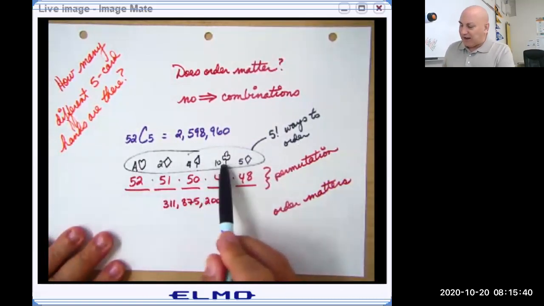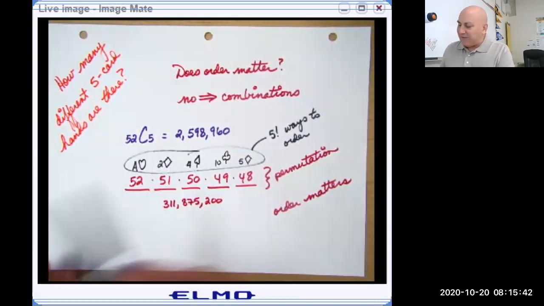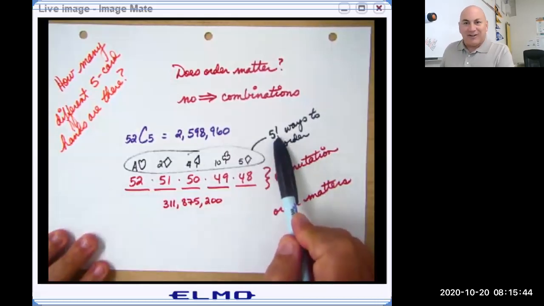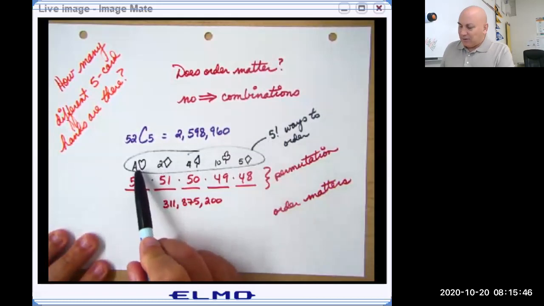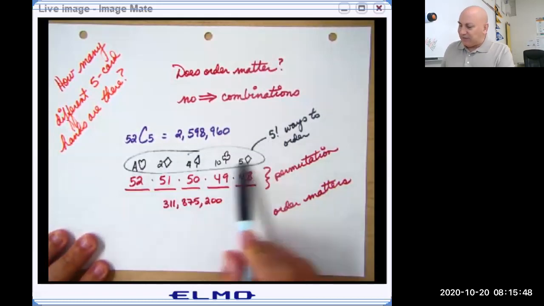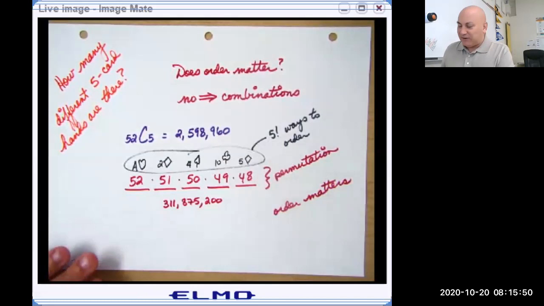Here's a 5-card hand. Well, there are 5 factorial ways you could be dealt that hand. Any of these 5 cards could be the first one you're dealt, and then there's 4 cards left that could be the second one dealt, etc.